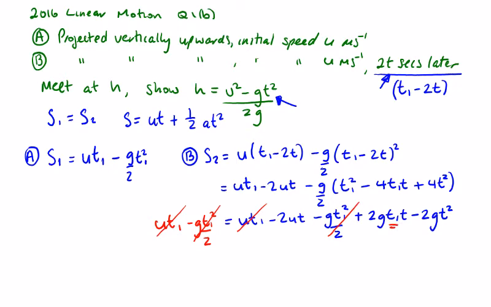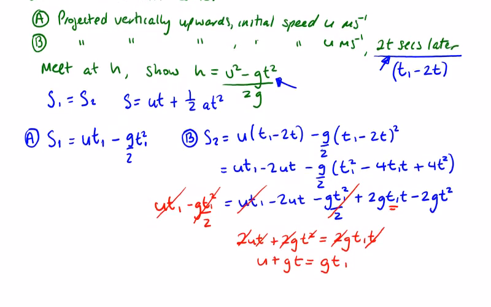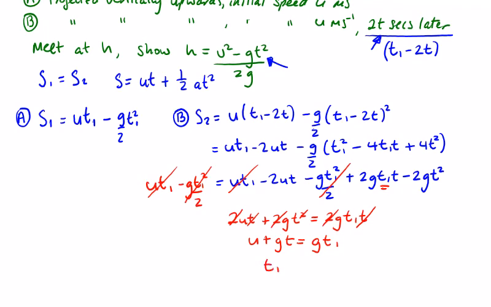We want t1 on its own here. Let me bring the other 2 to the left. 2ut plus 2gt squared is equal to 2gt1t. So I can definitely cancel my 2's and my t's, and I'm left with u plus gt is equal to gt1. So now I have time 1. t1 is equal to u plus gt over g.